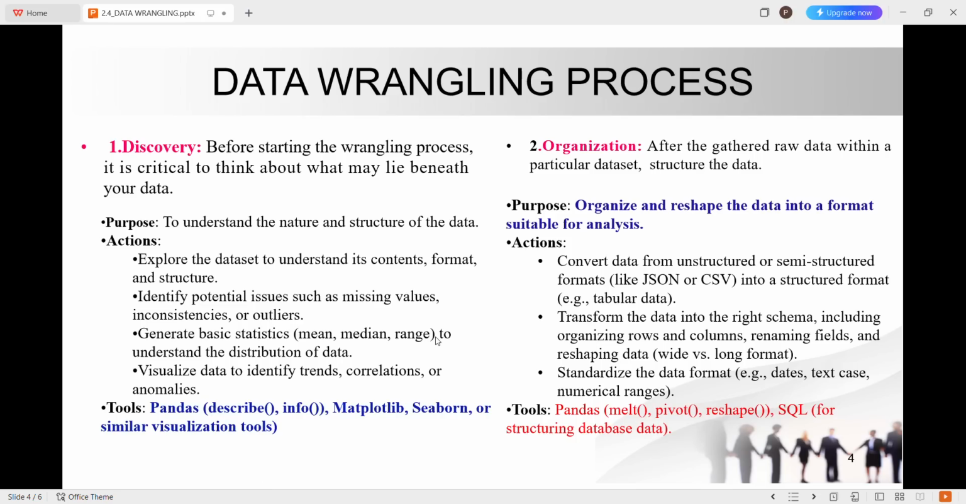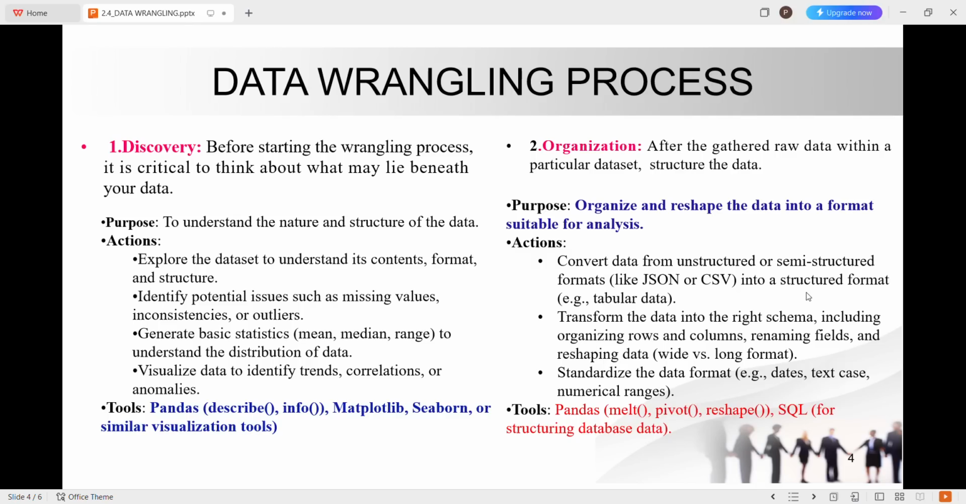Now that the data has been discovered and we know its structure, next we move on to organization. After the data has been gathered, you have to restructure your data. That means you organize and reshape the data into a format suitable for the analysis for a particular application. Initially, the data may be unstructured or semi-structured, and you convert it into a structured format.